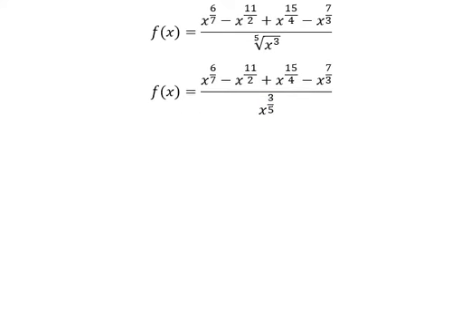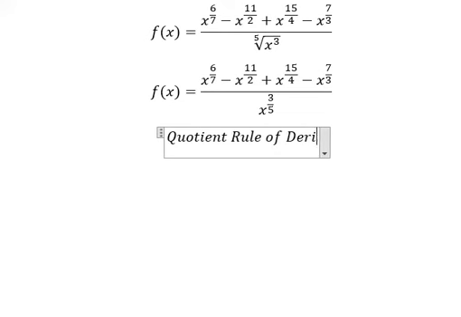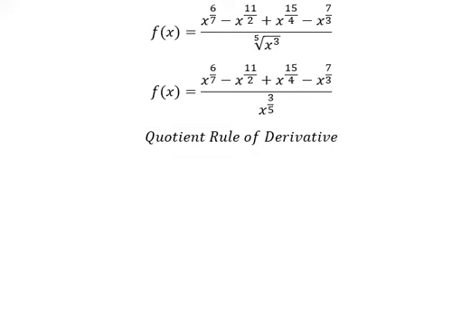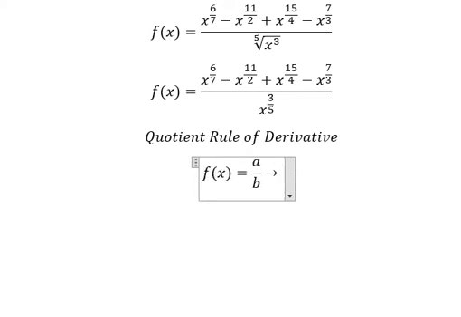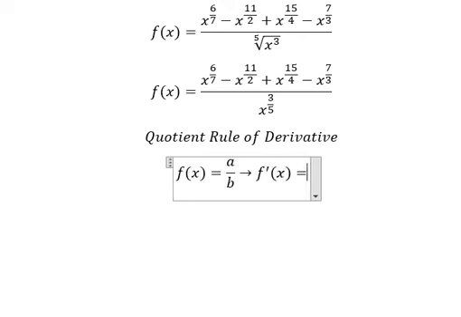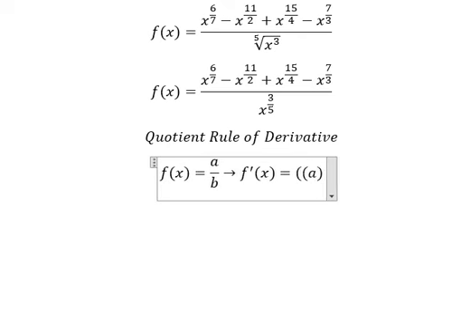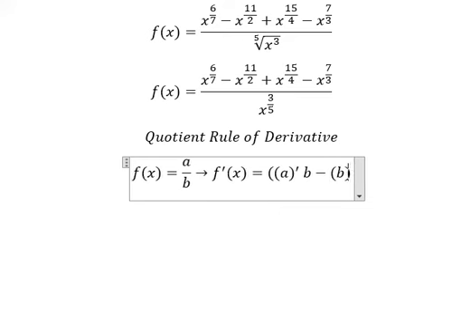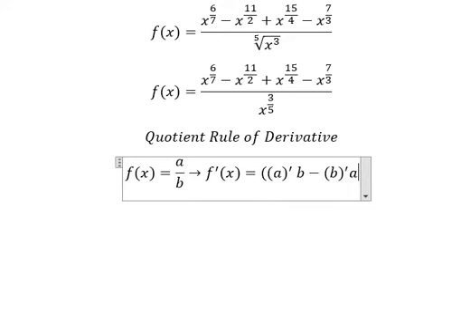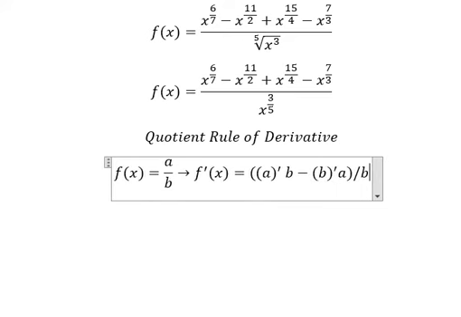Next, this is about the quotient. So we apply the quotient rule of derivative. That means if we have the function like this, a over b, and we do first derivative, we do first derivative of a multiplied by b minus first derivative of b multiplied by a, over b squared.